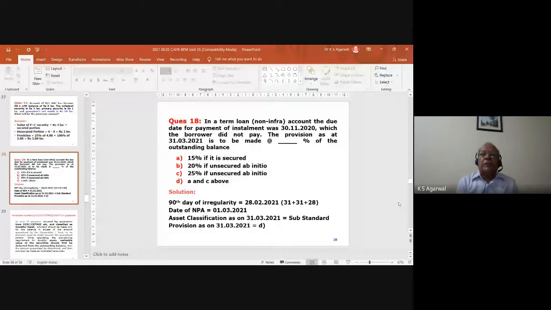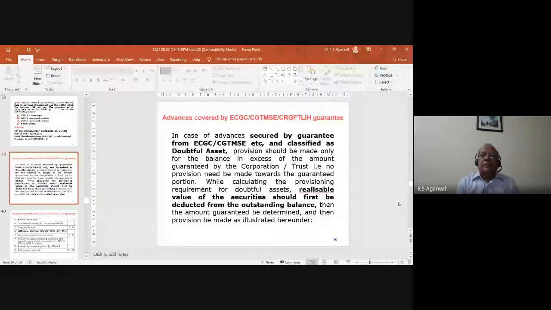Advances covered by ECGC, CGT, MSE, CRG, FT, LIH guarantee. In case there is some advance secured by this guarantee, how do we calculate provision? That is the question. And your question will be like this only. The advance will be covered by guarantee and they will ask you to calculate the provision. So we can understand better by this table. Please very carefully remember this.